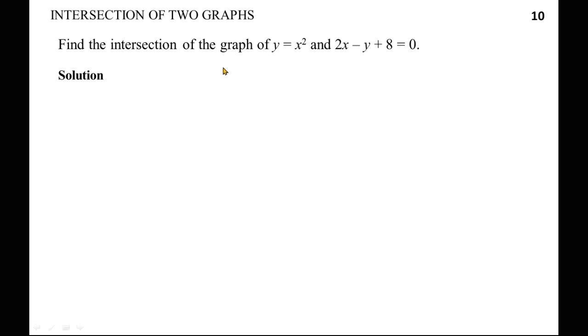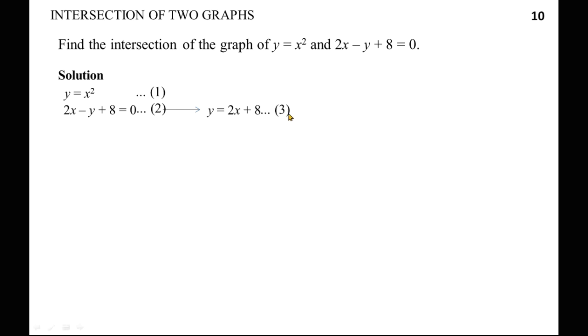Question 10. Find the intersection of the graph of y equals x squared and 2x minus y plus 8 equals 0. To solve this question, we know that the intersection between a curve and a line is the same as solving the simultaneous equations. So let's say the first equation is y equals x squared, and the next equation is the second equation. Based on our experience, it is easier to find y from the second equation. So y equals 2x plus 8. And of course, let's say this is the third equation.